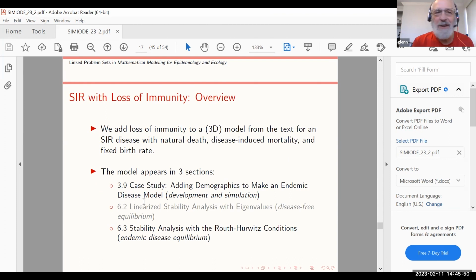Every time I give a talk on predator-prey models, I try to find a new way to disparage the Lotka-Volterra model. For the rest of my talk, I'm going to look at an epidemic model, an SIR model with loss of immunity. So I'm going to add loss of immunity to a 3D model that's in the book text for an SIR disease that has the usual features, but also a disease-induced mortality. This model appears in 3 sections, and again, I'm going to skip the part that uses eigenvalues.